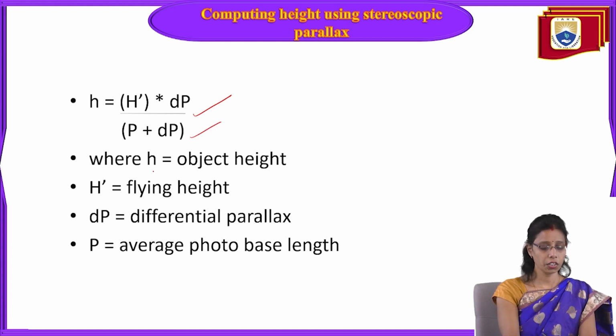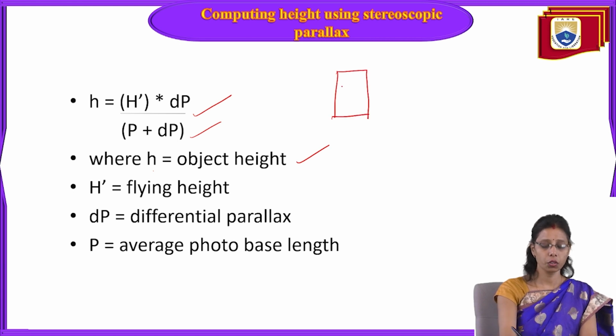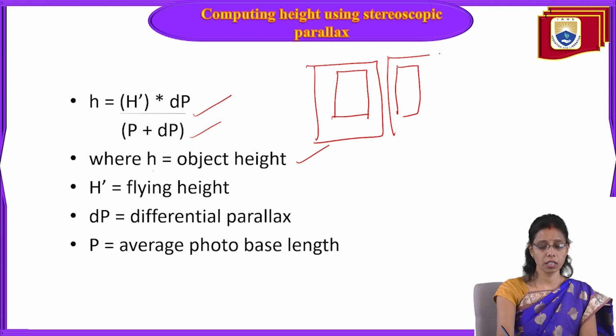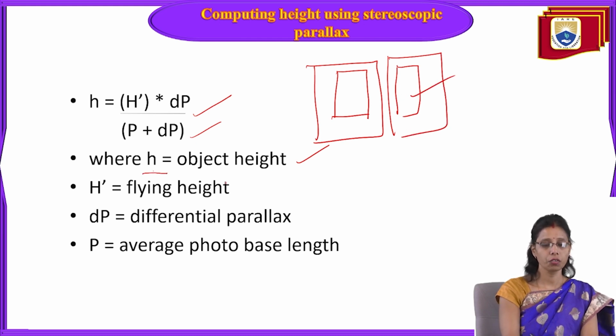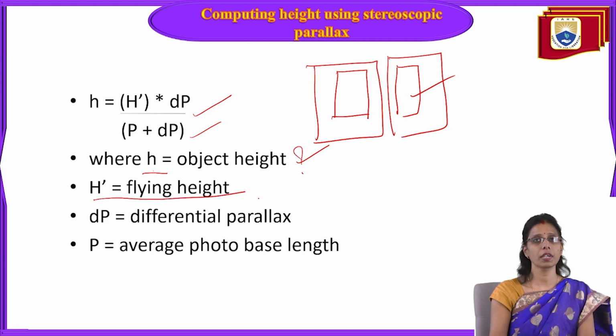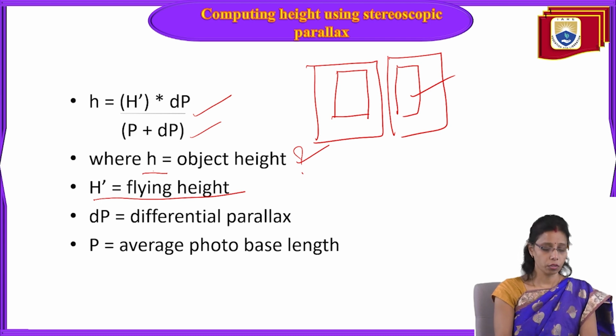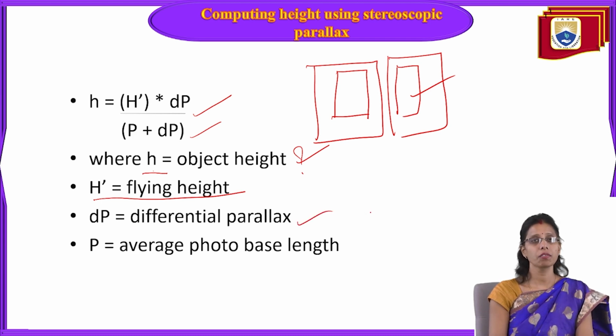Here h is the object height, this is the object which you have to measure, and this object will be in both the photos, photo 1 and photo 2. In both photos we will have the same object. So if you want to measure the height of this object, that is h which you have to find out. Now flying height of the object is already given in the photo. So differential parallax we have to find out. Whichever object we are trying to find the height of, we have to find out the base length and the top of the object, and finally we have to find the P.